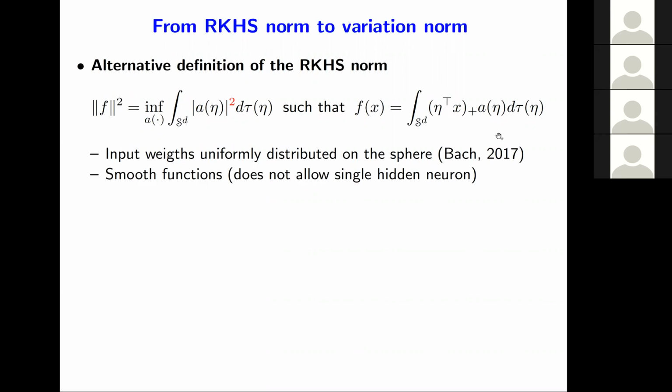But when I optimize over the last layer only, I'm going to penalize the square L2 norm. Okay, the 2 here is important. And this is a space of smooth functions.